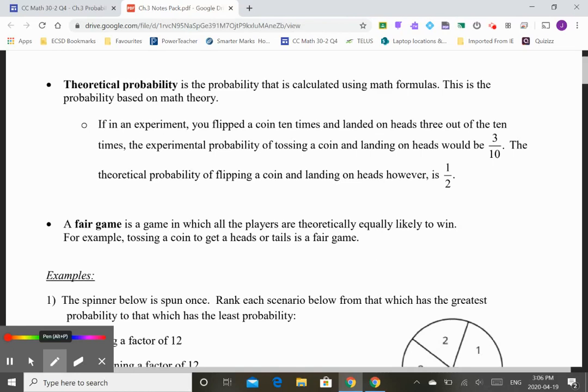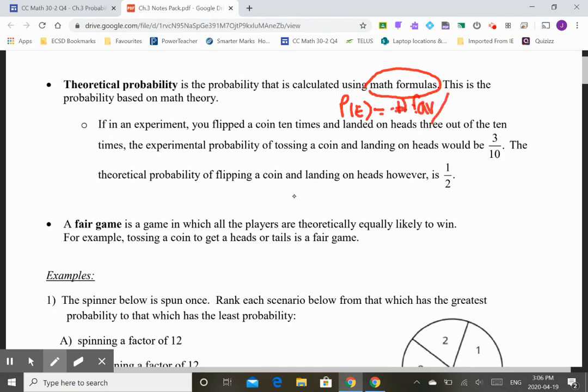Let's talk about theoretical probability. Theoretical probability is the probability that is calculated using math formulas. More specifically, the math formula that we're talking about is the one that we learned above: the probability of an event happening is equal to the number of favorable outcomes divided by the number of total outcomes. So, probability based on math theory.